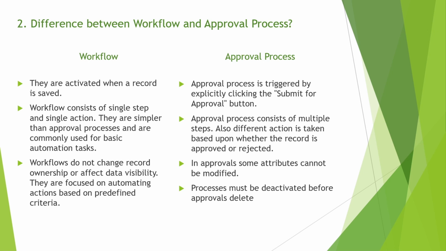Approval process. Approval process is triggered by explicitly clicking the Submit for Approval button. Approval process consists of multiple steps. Also, different actions are taken based upon whether the record is approved or rejected. In approvals, some attributes cannot be modified. Processes must be deactivated before approvals can be deleted.